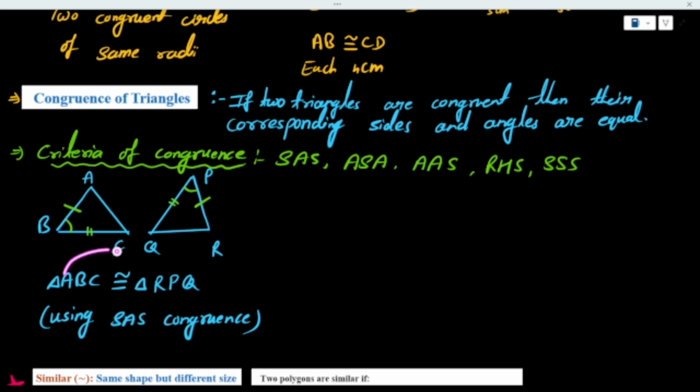Since I have written ABC, that is why I have written R in the first place. Then B corresponds to P. Then automatically B to C, in the other triangle, is going to be P to Q. That means C corresponds to Q. So triangle ABC is congruent to RPQ. Why is this correspondence important? Because the same correspondence you are going to use in similarity.